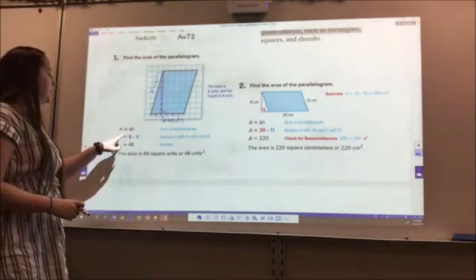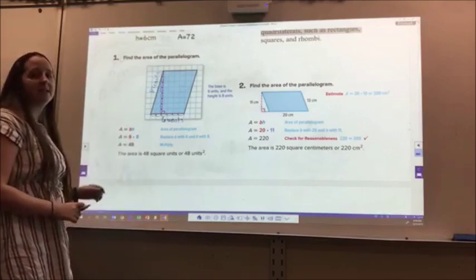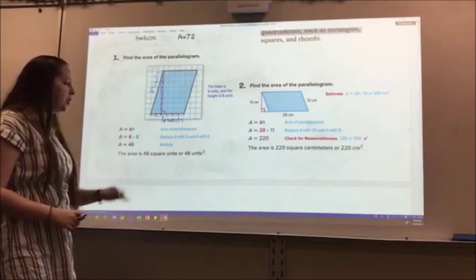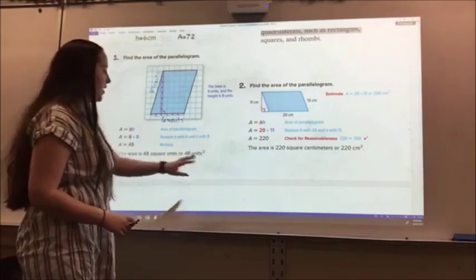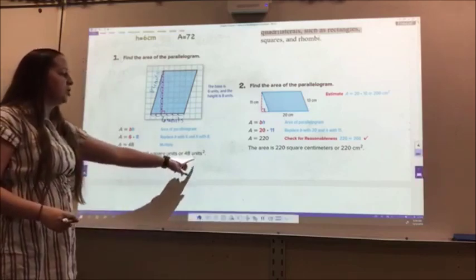Okay? So that means my base is 6 and my height is 8, so I multiply them together. 6 times 8 is 48. So their area is 48 square units, or 48 units squared. Either way is correct. Okay? You can either write out square units, or you can do units with the little 2.